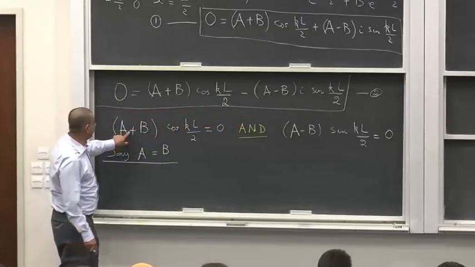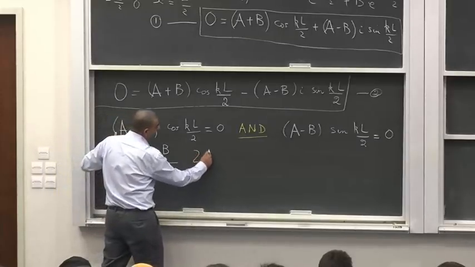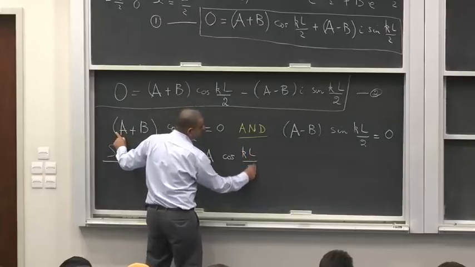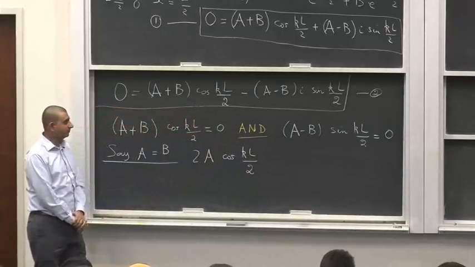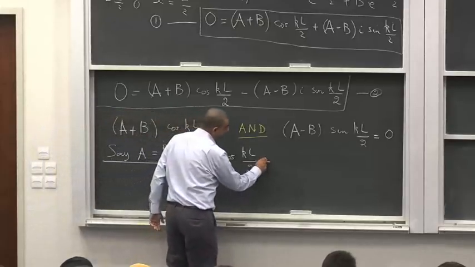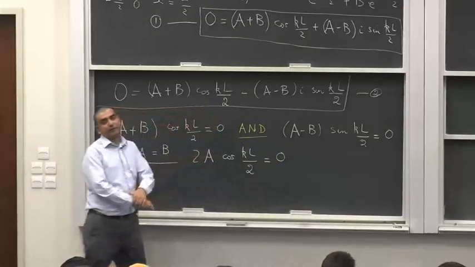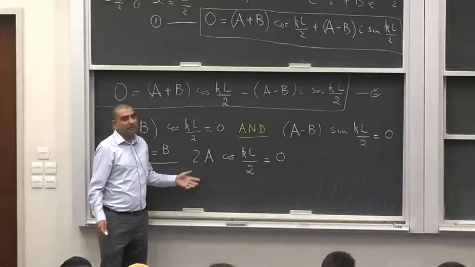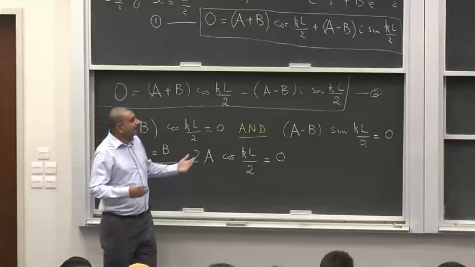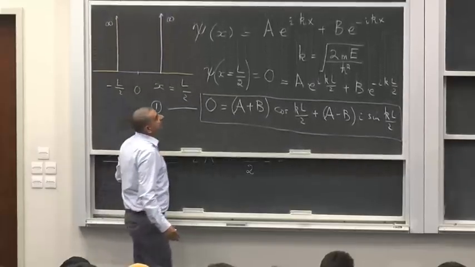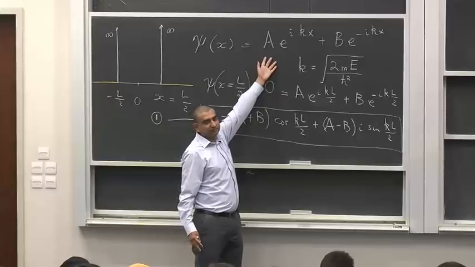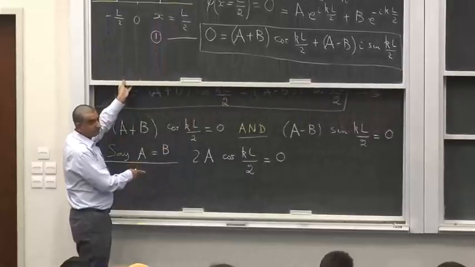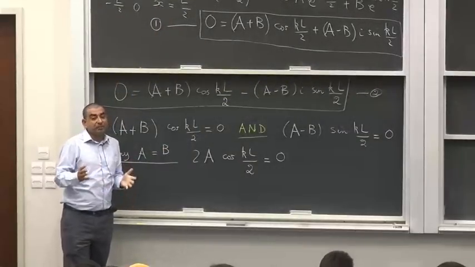Now since a equals b, this becomes 2a cosine kl over 2. This must equal 0. Now how can this equation be 0? One possibility is that A equals 0. But if A equals 0 and A equals B, then I do not have any wave function to start off with. Alright, so A cannot be 0. If A equals B, then A cannot be equal to 0.